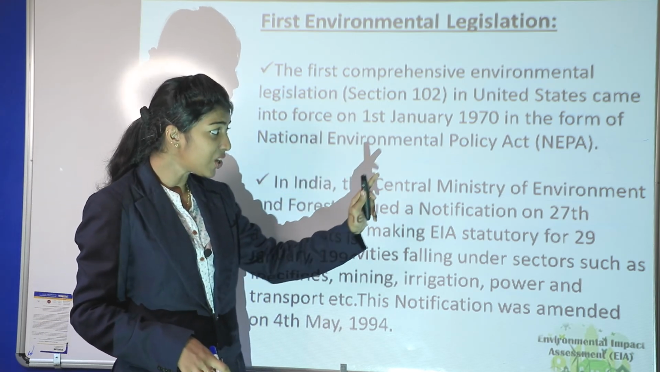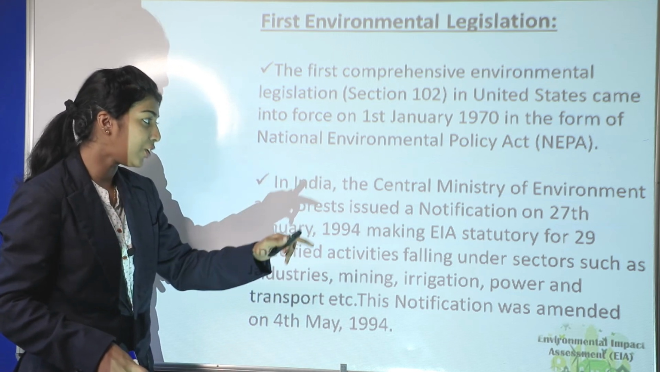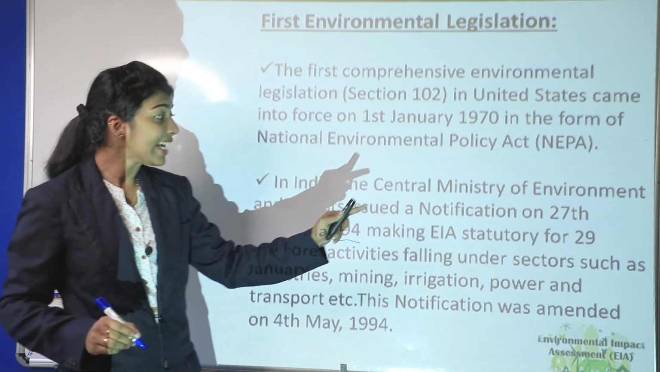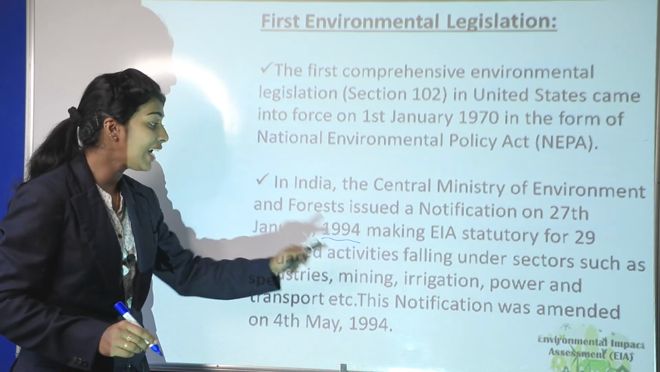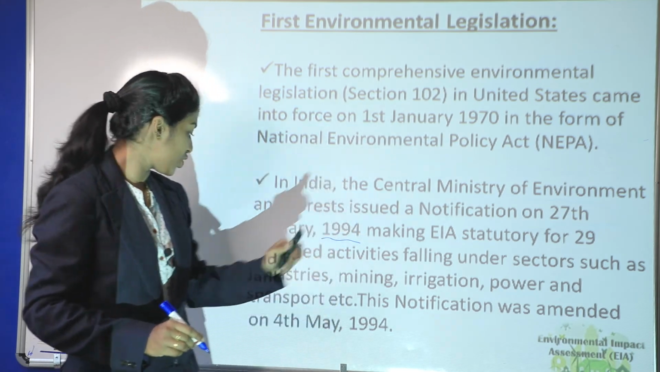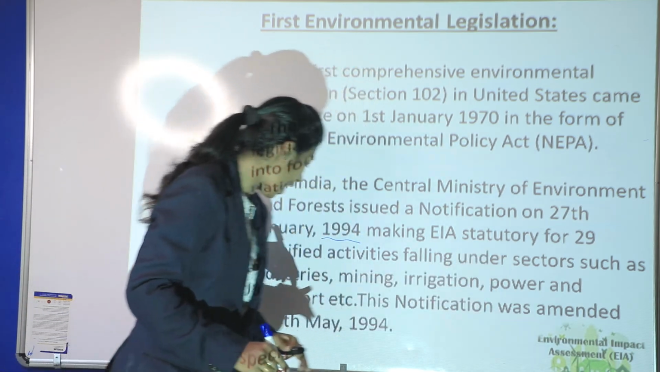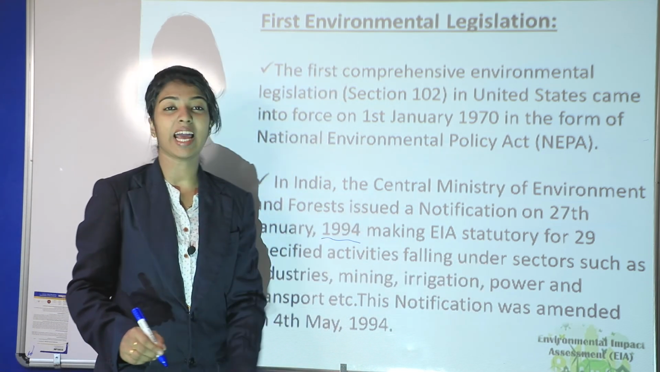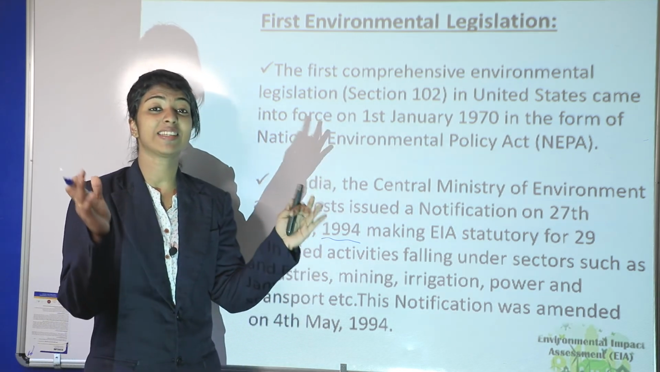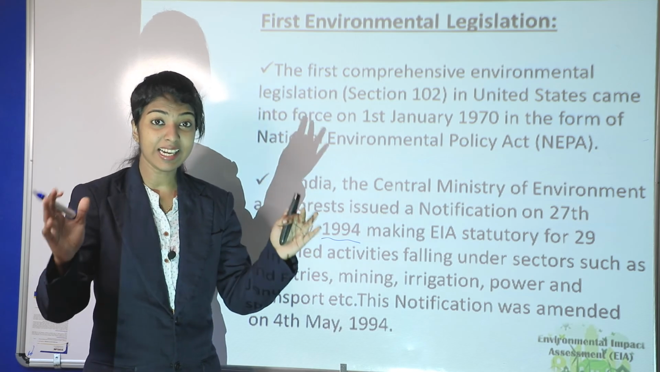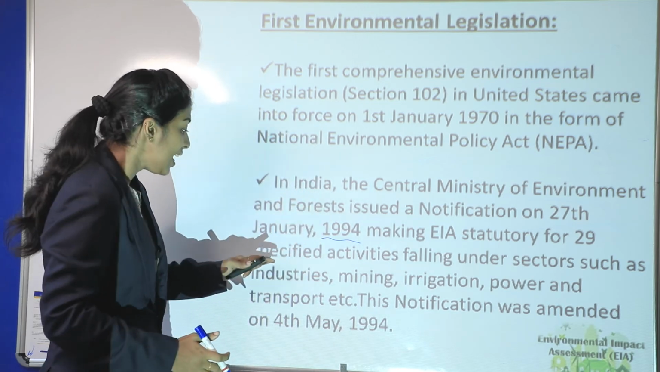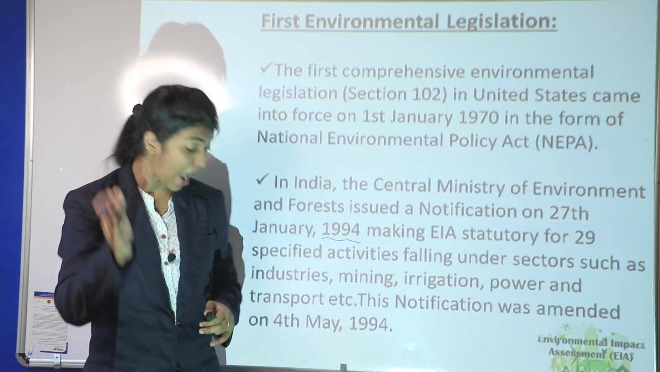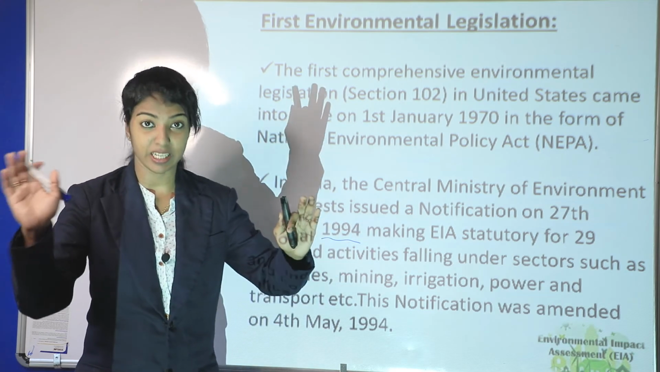In India, the Central Ministry of Environment and Forest issued a notification on 27 January 1994 making EIA statutory for 29 specified activities falling under sectors such as industry, mining, irrigation, power and transport, etc. This notification was amended on 4th May 1994. So in the year 1994, EIA came into effect in India, and it is applicable for some sectors like industries, mining, irrigation, power and transport.